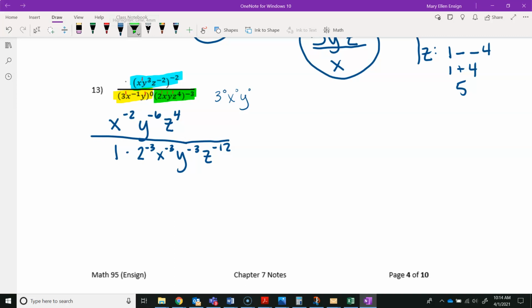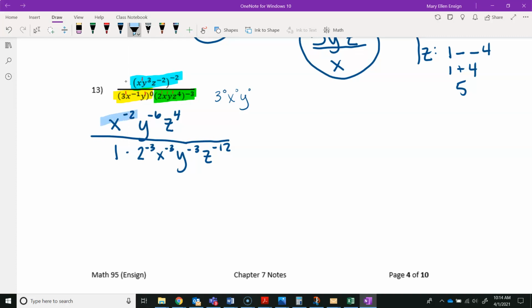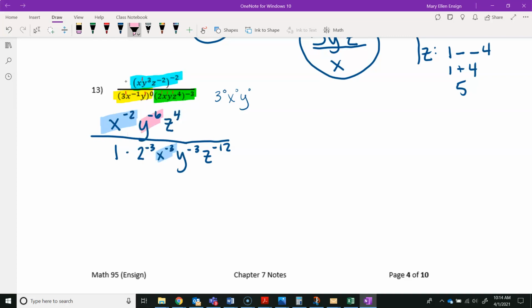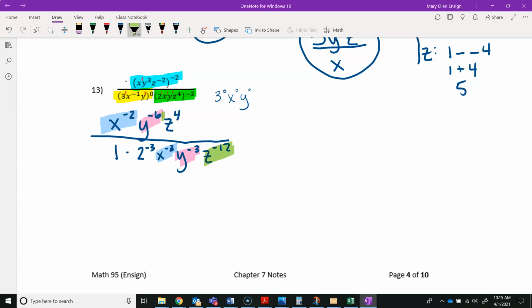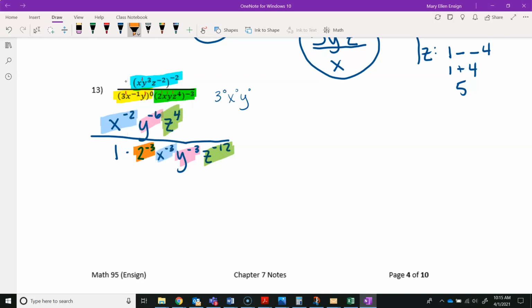If I think about now some quotient rule, so I have my x and my x, I have my y and my y, and I have my z and my z. Okay, so that's what's going to go together for the quotient rule. I also have this 2 to the -3rd, that's just going to stay a number, right? And we'll kind of deal with that some more later on.